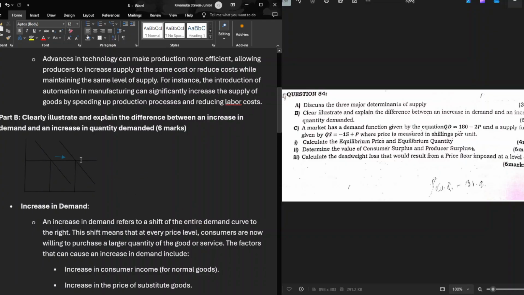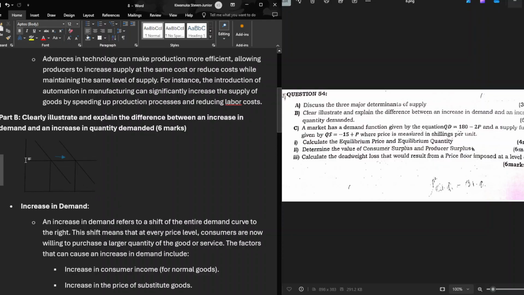Now increase in quantity demanded. I guess you guys have understood this one. Here we put P note, then here put demand 1, demand 2. The explanation for increase in demand is that it refers to a shift of the demand curve to the right, implying that at the same price, more of the good is demanded due to favorable factors affecting demand.